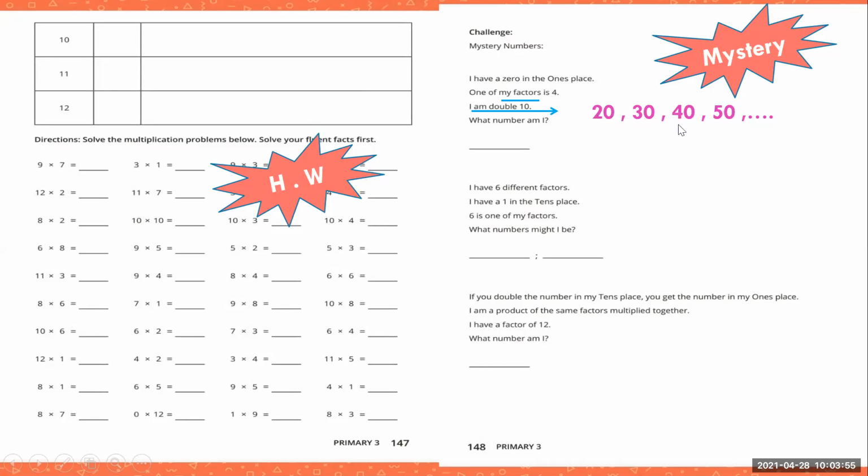we have 40. 40 has 0 in one's place, okay? And it's a product of multiplying 4 by 10. And it's a double of 10. So the result can be 20 or 40 or, 60, yes, 60 is correct. So we can take 20, 40, 60, 80, and so on. Excellent, Ryan.